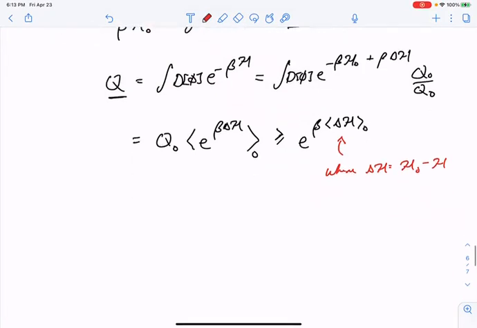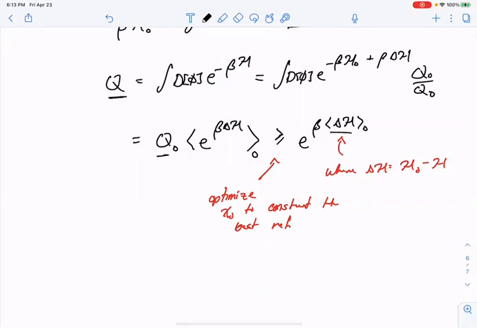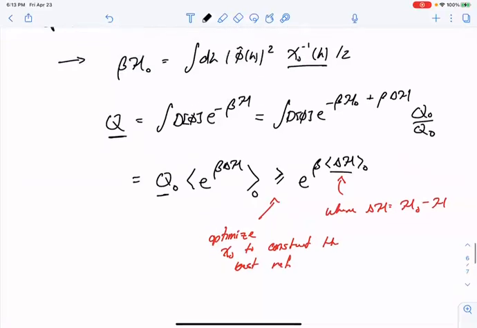So to optimize, to get the best approximation to the partition function of the system, we will need to evaluate two terms, this Q0, the partition function for a Gaussian field, and this average, take its functional derivative with respect to chi-naught, and see what that gives us.